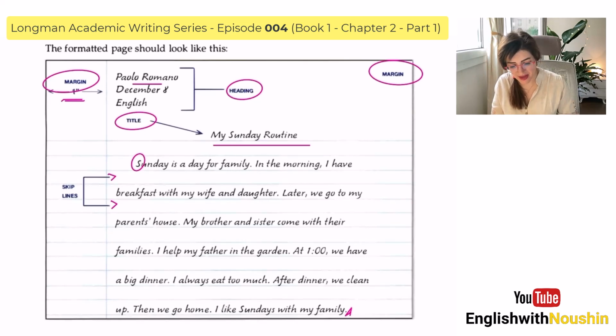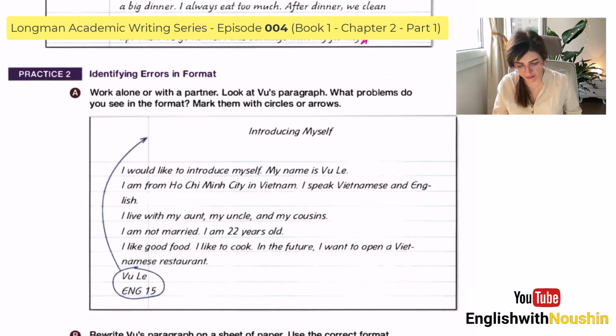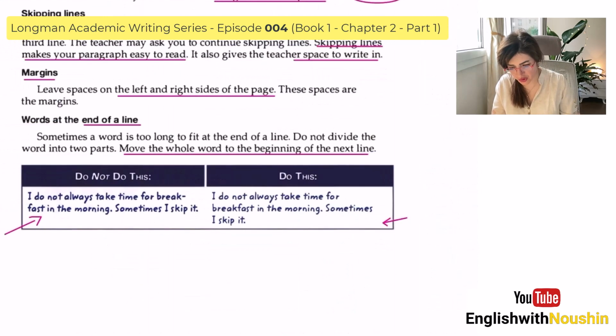Now, look at this paragraph, Rue's paragraph. Take a moment to look at Rue's paragraph and check for problems. You're the teacher. Fix it. Okay, let's do the checklist.